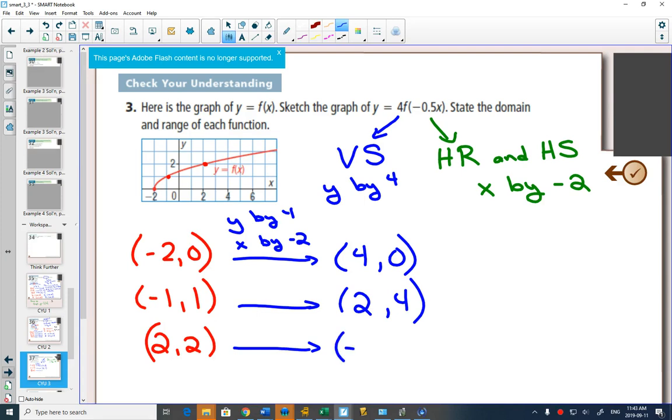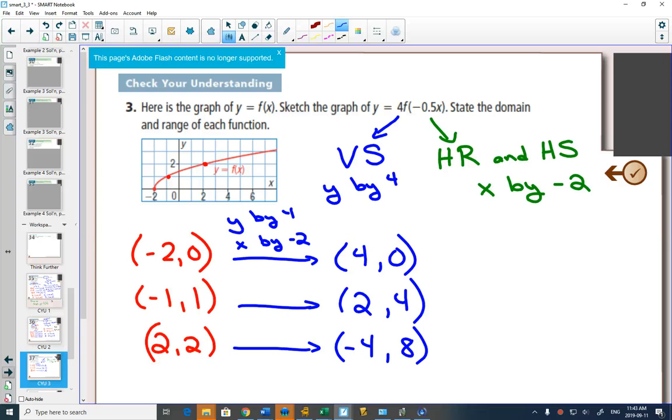And 2 times -2 is -4, and 2 times 4 is 8. Again, the math is easy. You're going to find if you don't pay attention, you might multiply the wrong coordinate by 4 because it's so easy you stop thinking. So be careful.